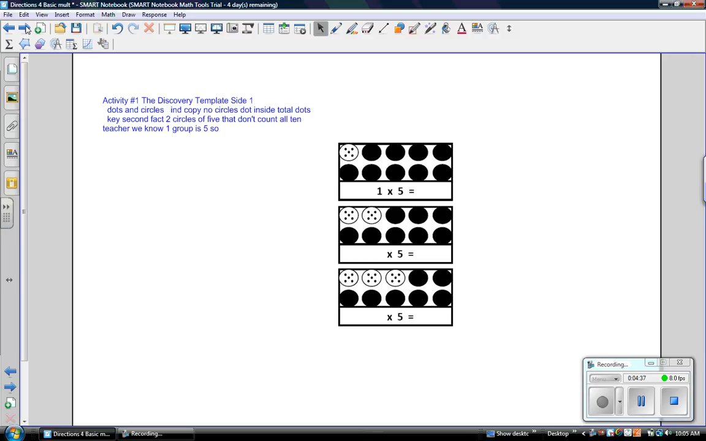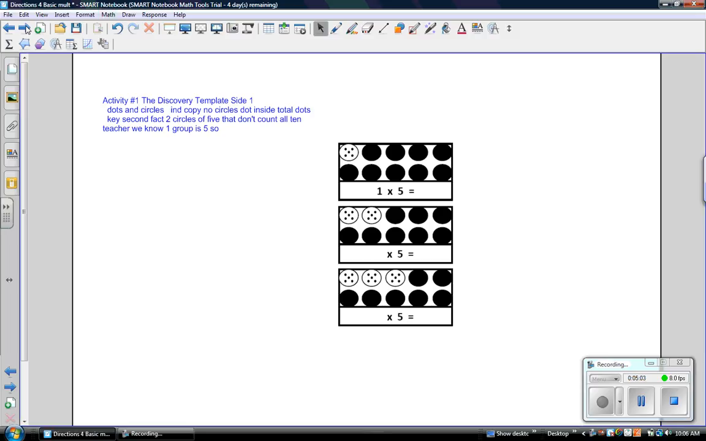Then the teacher would progress, and so on. When they get to the third one, the key is going to be to not have the students count all 15 dots. The teacher should say, well, we know from looking above that 1 circle is 5, and we know that 2 circles are 10. So let's count 11, 12, 13, 14, 15.